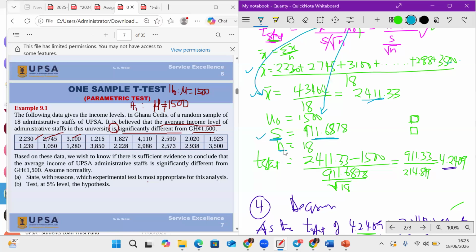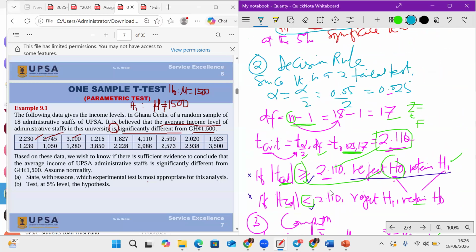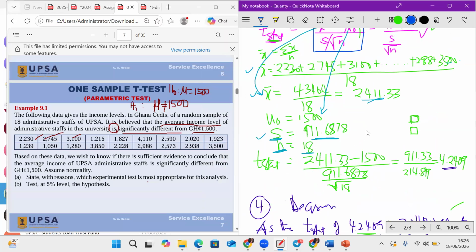Then the N is the sample size of this observation, which is 18. Then you come and plug them back into the formula here. This is the formula. You plug all the values into the formula. When you plug them back in, then we got the 4.2409.